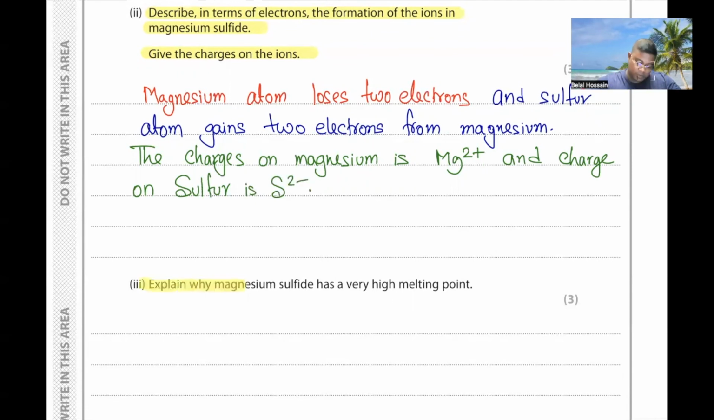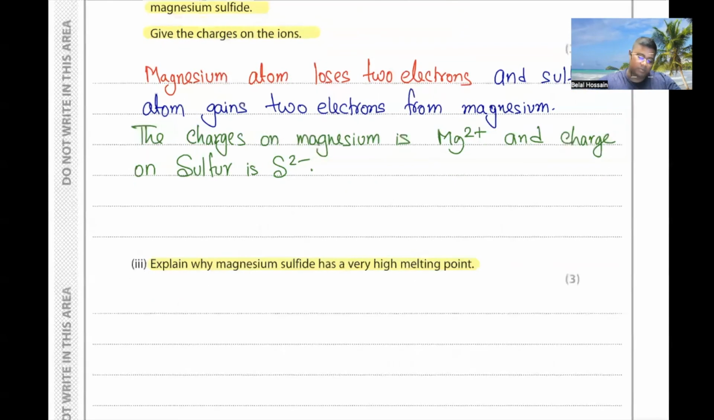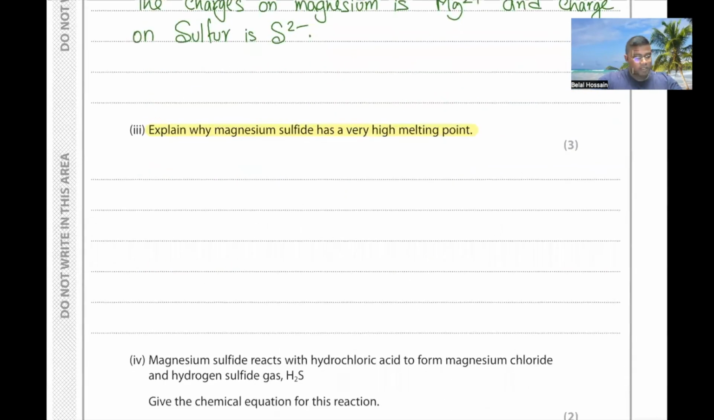Part 3. Explain why magnesium sulfide has a very high melting point. So basically, magnesium sulfide has strong electrostatic force of attraction between its positively charged ion, magnesium ion, and the negatively charged sulfide ion. So a large amount of thermal energy or heat energy is needed to overcome this force of attraction, which is why they have a very high melting point.